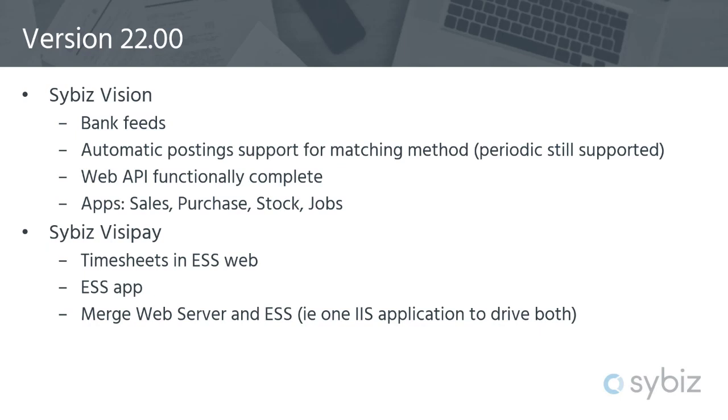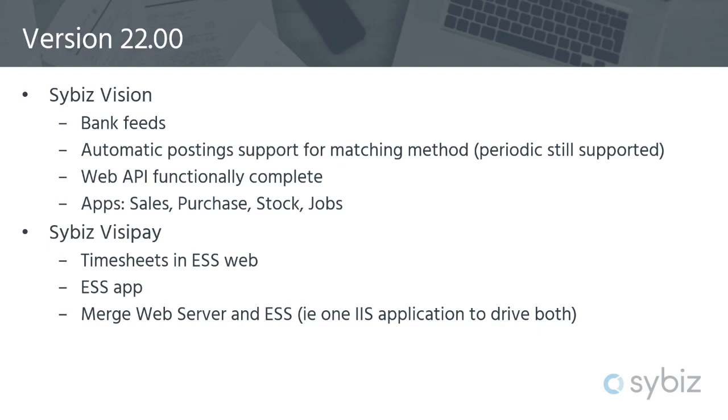From a bit of a technical viewpoint, this may not mean a lot to a lot of people, but we have something called the Web API, which allows other programs to interface with the software, that is now functionally complete. That's something that we've been working on over the last couple of years, in addition to the API that's been part of the product since day dot from a Windows perspective. So there's now the web equivalent of that as well. And the apps that we'll be looking at are the sales, purchase, stock and jobs apps.